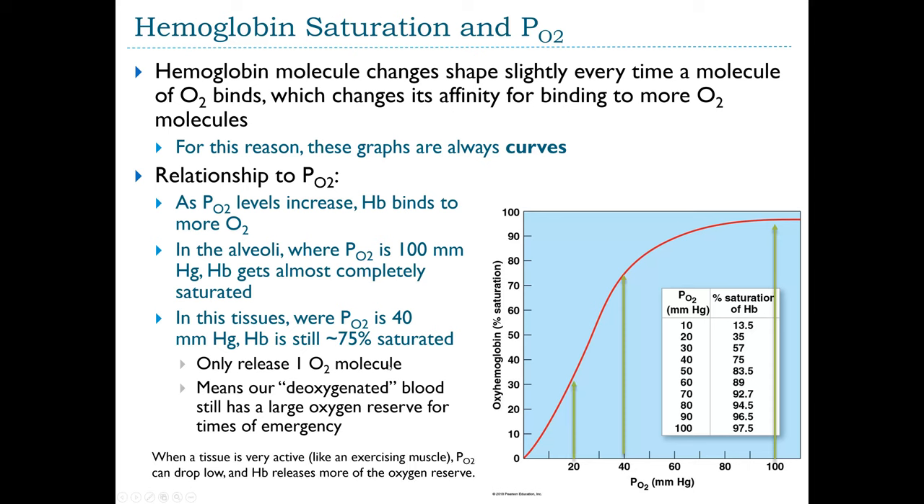And so to give you an example, let's say that you're exercising. So you've got a muscle that's really working hard, and that muscle is using up extra oxygen. So in those capillaries, the P oxygen levels are going to go very low. And so notice that when they go really low, now hemoglobin is releasing much more of its oxygen. So at these very low levels, hemoglobin molecules are only going to have an average of about 1 oxygen molecule per hemoglobin. So this shows you that under normal conditions, the hemoglobin can actually still hold on to a lot of oxygen that it can release when oxygen levels get really low.